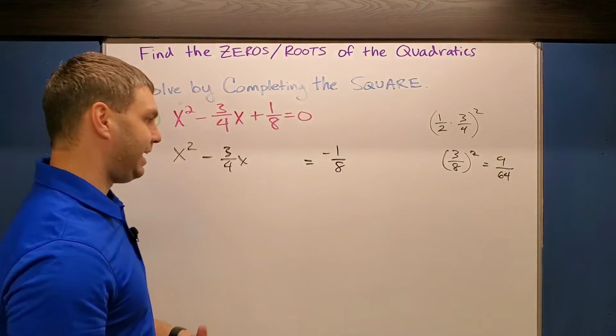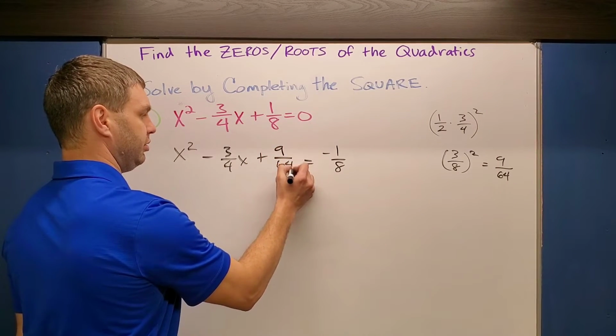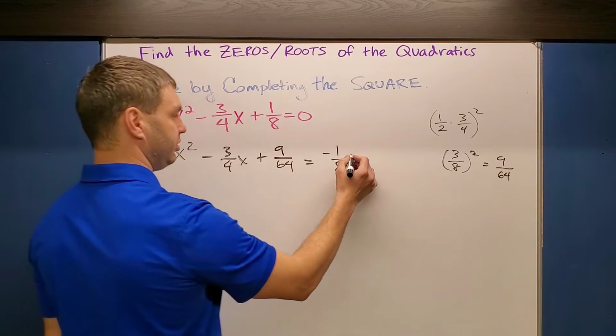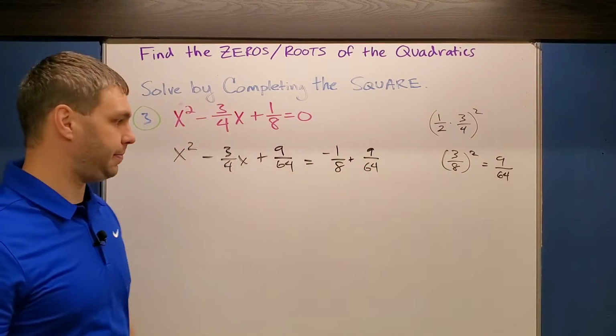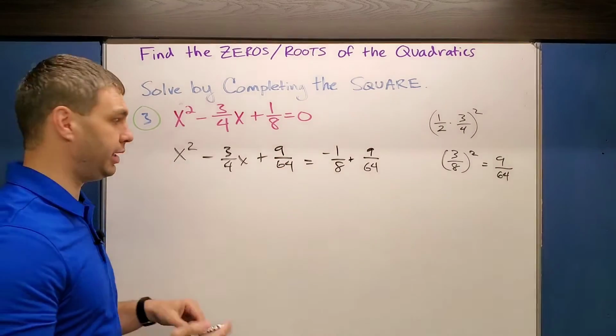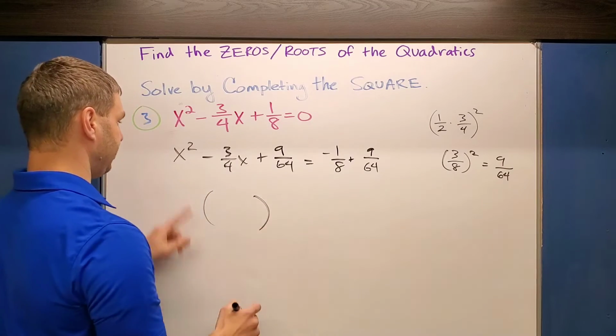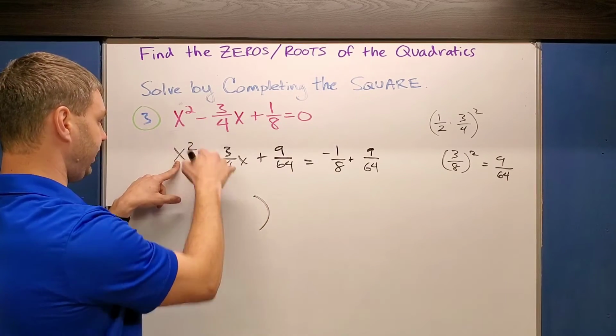All right, so I'm going to add in 9/64 to the left side, and I have to do it to the right side, plus 9/64 over here. All right, and then the way that you write the left side as a binomial squared is you're going to take the a and the c term and take their square roots. And so the square root of x squared is x.